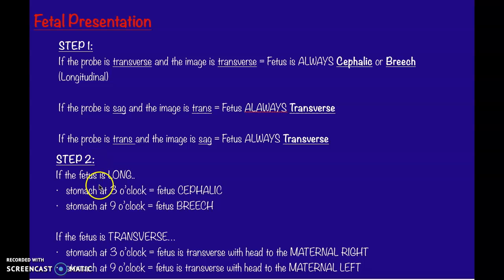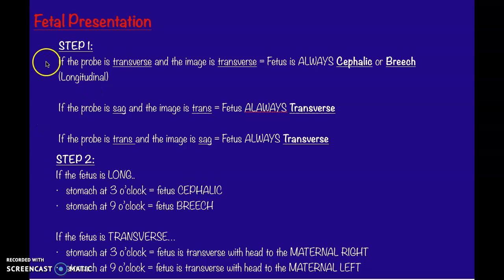So step 2, if the fetus is long, meaning cephalic or breech, and the stomach is at 3 o'clock, that means the fetus is cephalic. If the fetus is long and the stomach is at 9 o'clock, equals fetus is breech. So if the fetus is transverse and the stomach is at 3 o'clock, the fetus is transverse with the head to the maternal right. And if the fetus is transverse and the stomach at 9 o'clock, the fetus is transverse with the head to maternal left.